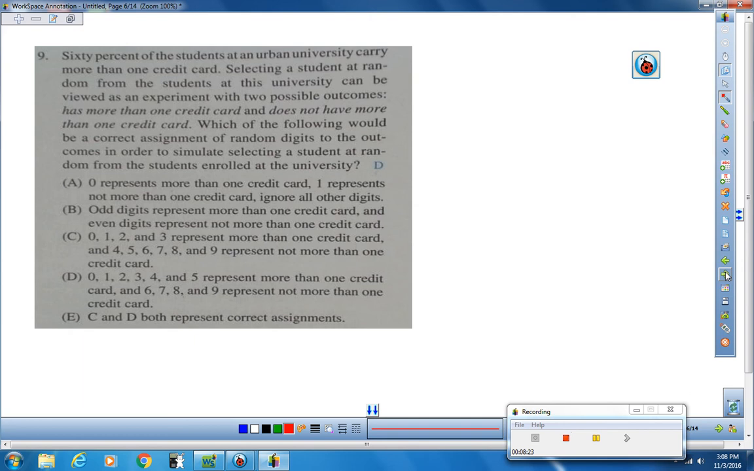Okay, so this is the one about the credit card. Basically it says 60% of the students carry more than one credit card. There's two possible outcomes here. You have more than one credit card and does not have more than one credit card. It says which of the following would be a correct assignment of random digits to the outcomes in order to simulate selecting a student at random from students enrolled at the university. Well, the probability of carrying more than one credit card is 0.6. So the probability of having less than or equal to 1 is 0.4.